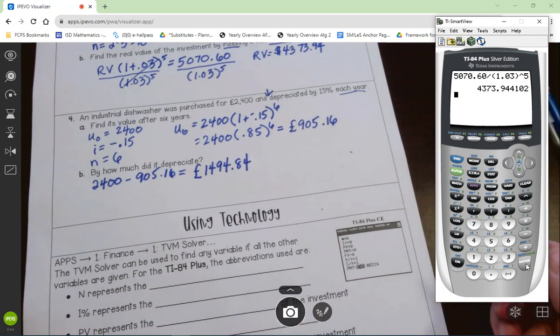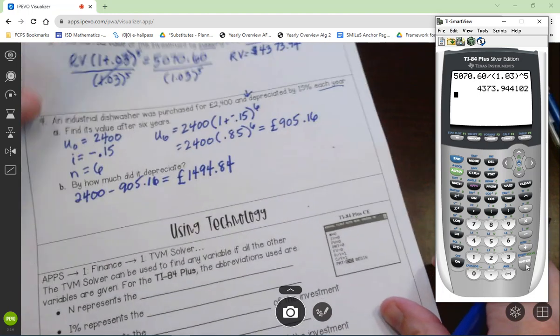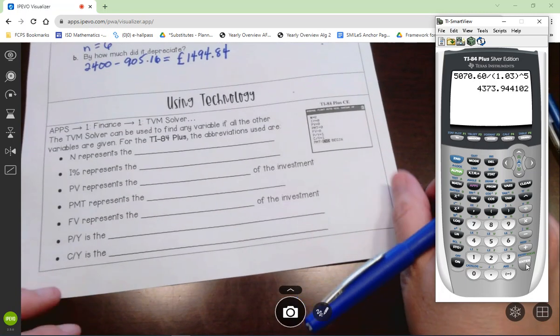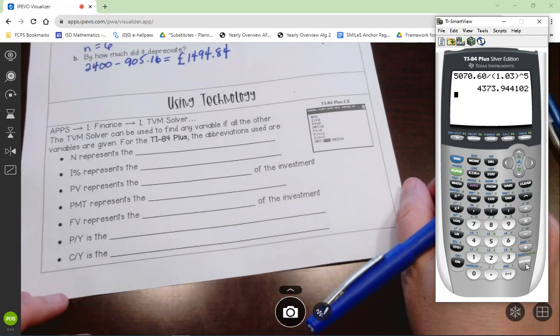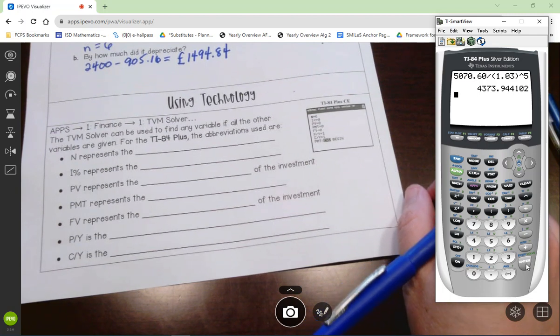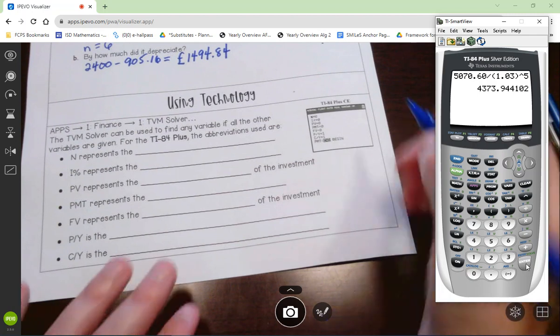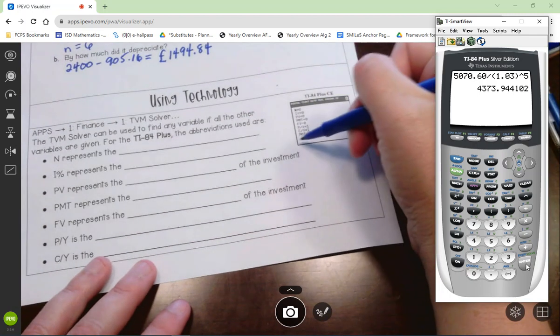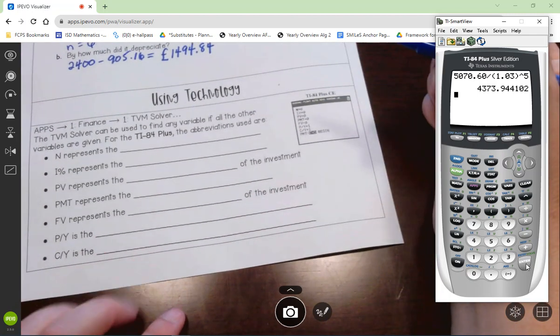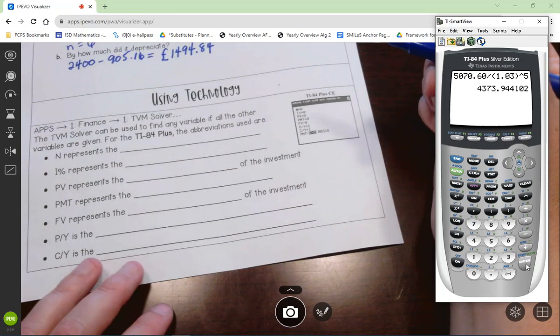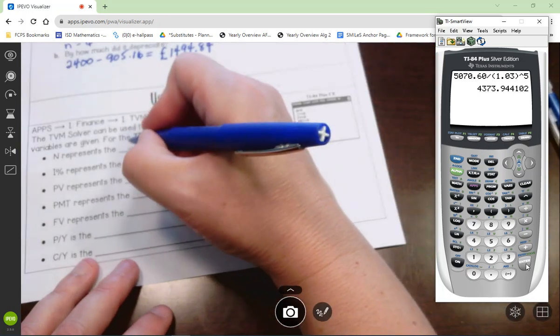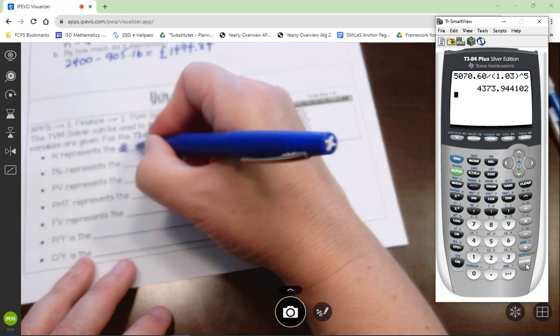All right, so these problems can be done using the simple formulas, can also be done with technology. And the problems that we're going to do next, we're going to show you how to do them on the calculator, but they could be done the other way as well. Some of them just get a little bit complicated. So when we're using the solver, you're going to get a screen like this, and you're going to want to know what these variables are. So N is the number of compounding periods, just like before.